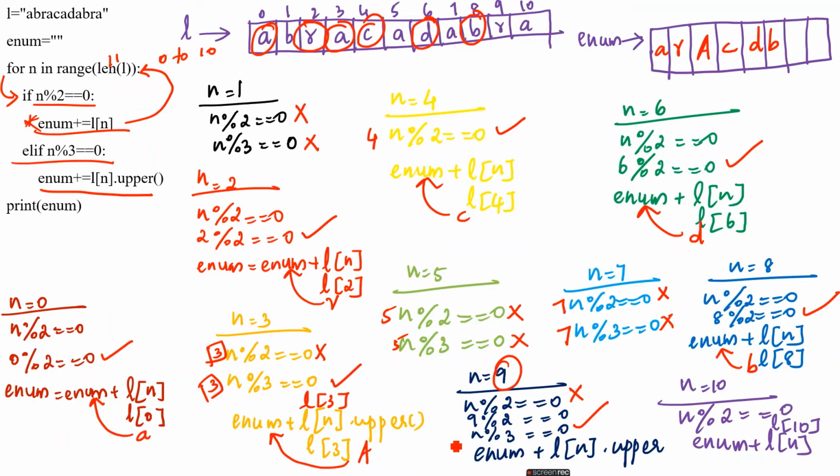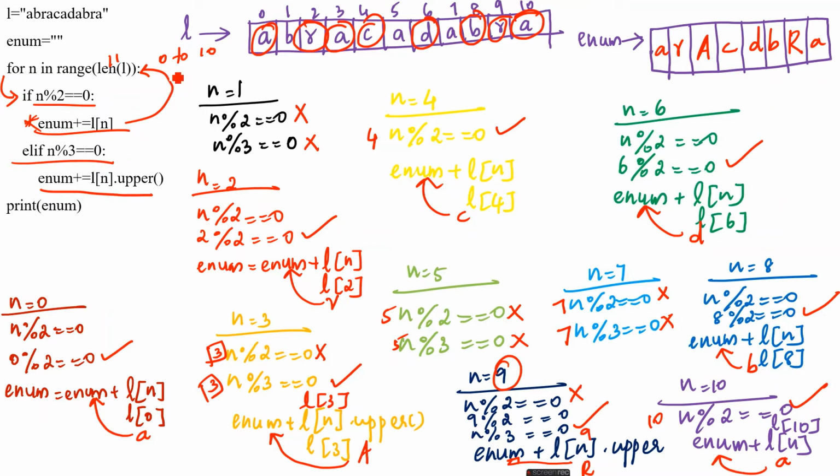The elif condition is true. So we have to convert L of n, that is L of 9, that is small letter R, into uppercase letter and concatenate it to the string enum. So R is added. Now the last value from the range function will be 10. So the value of n is 10. 10 mod 2 equal to 0, condition true. So we have to join L of n. L of 10 is A. We have to join small letter A to enum. So A is added.